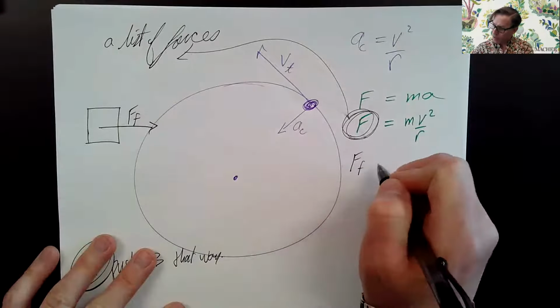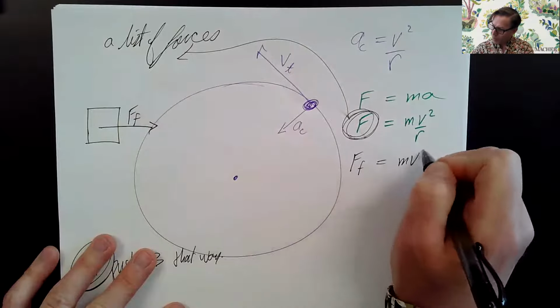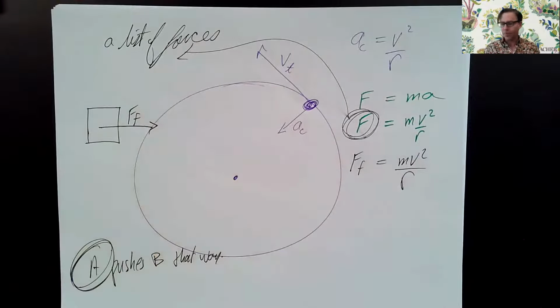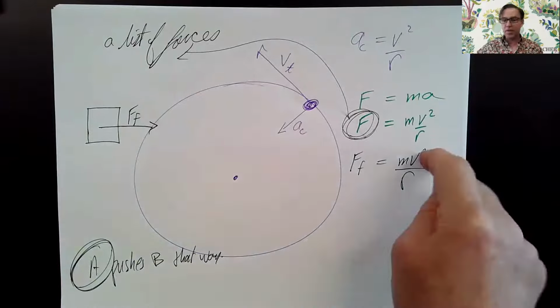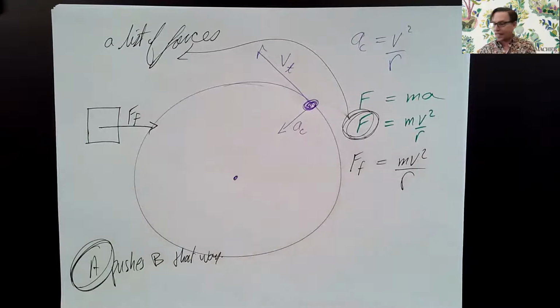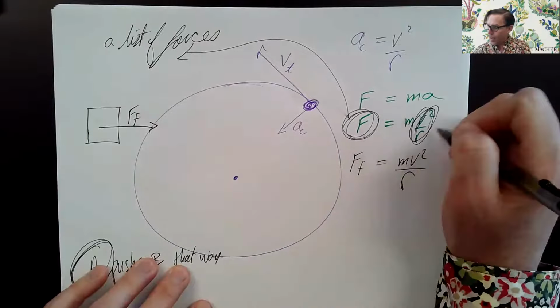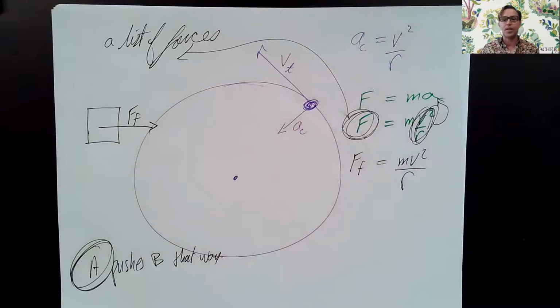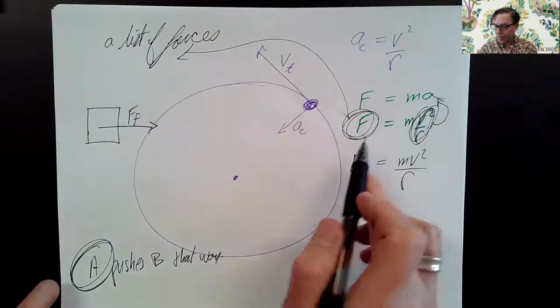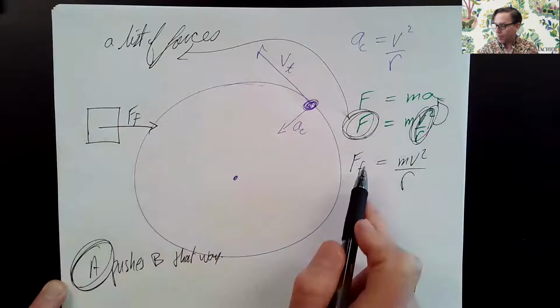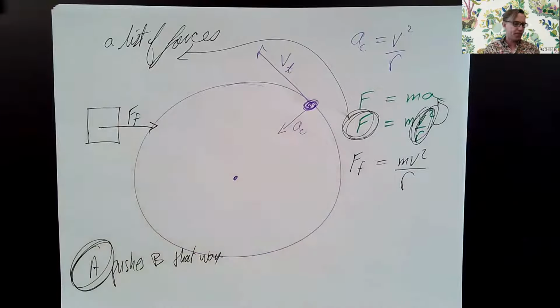So in this case, it'd be frictional force equals mv squared over r. So the mv squared over r goes over here on the right. v squared over r is how big this acceleration is. And this list of forces from the free body diagram is what goes here on the left.